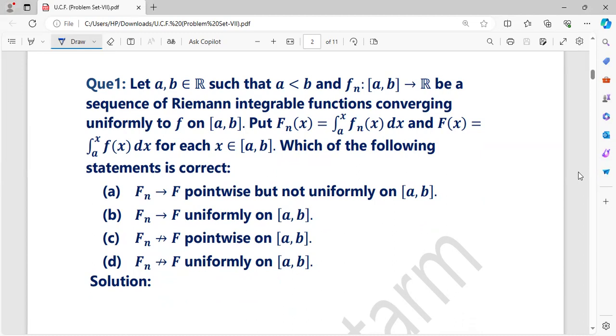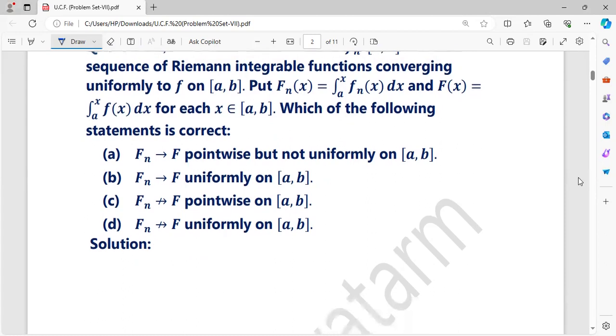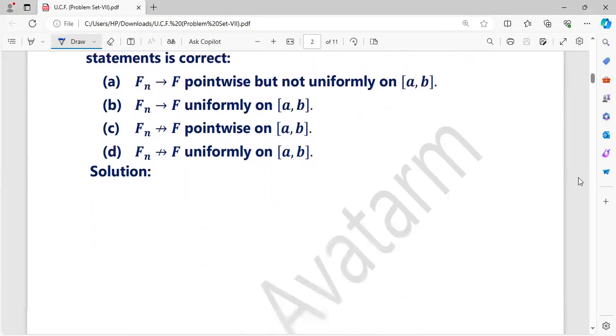Question number 1: a and b belong to the real number set, a is strictly less than b. Let f_n be a sequence of Riemann integrable functions converging uniformly to f on the closed interval [a, b]. Put F_n(x) = integral from a to x of f_n(x) dx and F(x) = integral from a to x of f(x) dx for each x in [a, b]. Which of the following statements is correct? So let's see this question.